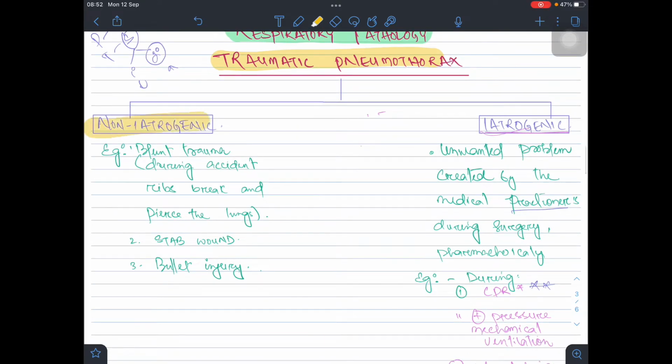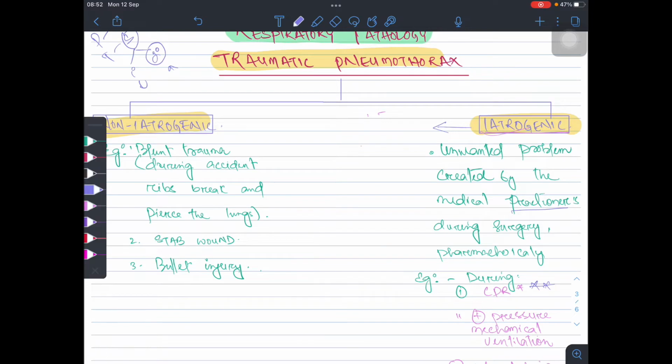They are divided into two types, that is non-iatrogenic and iatrogenic. If you know the term iatrogenic, well and good. If you don't know, I'll explain. Iatrogenic means unwanted problems created by medical professionals, like the doctor, nurse, or the pharmacist. It is an accident and they don't want this to happen, but it happens due to some mistakes by the doctors or the nurse or the medical professionals, anybody who is involved. These are called iatrogenic. And non-iatrogenic, from the word itself, means there is no medical professional involved.